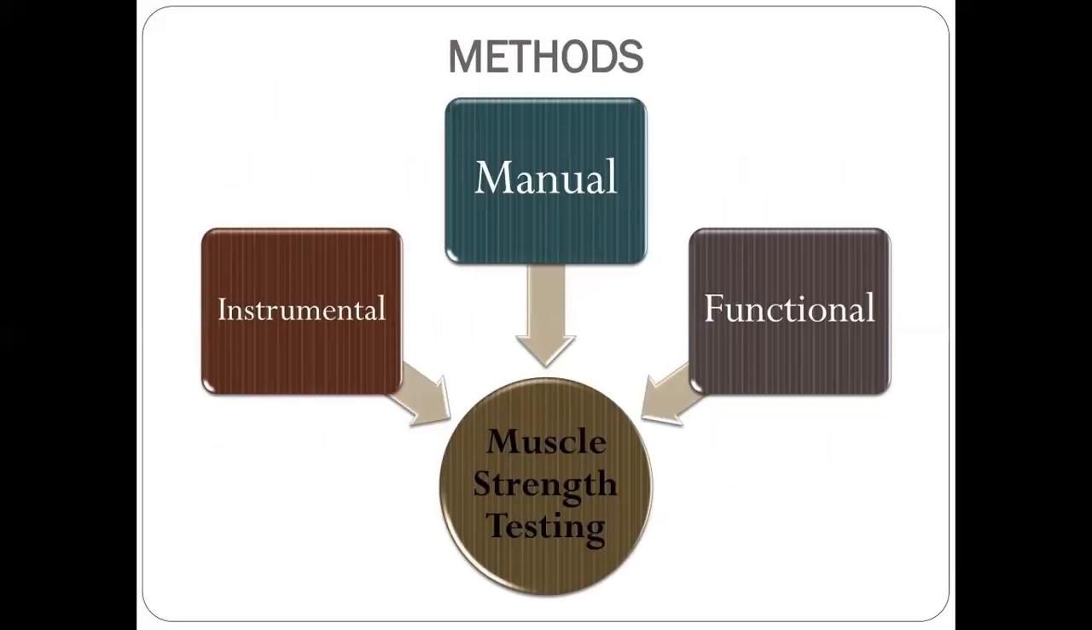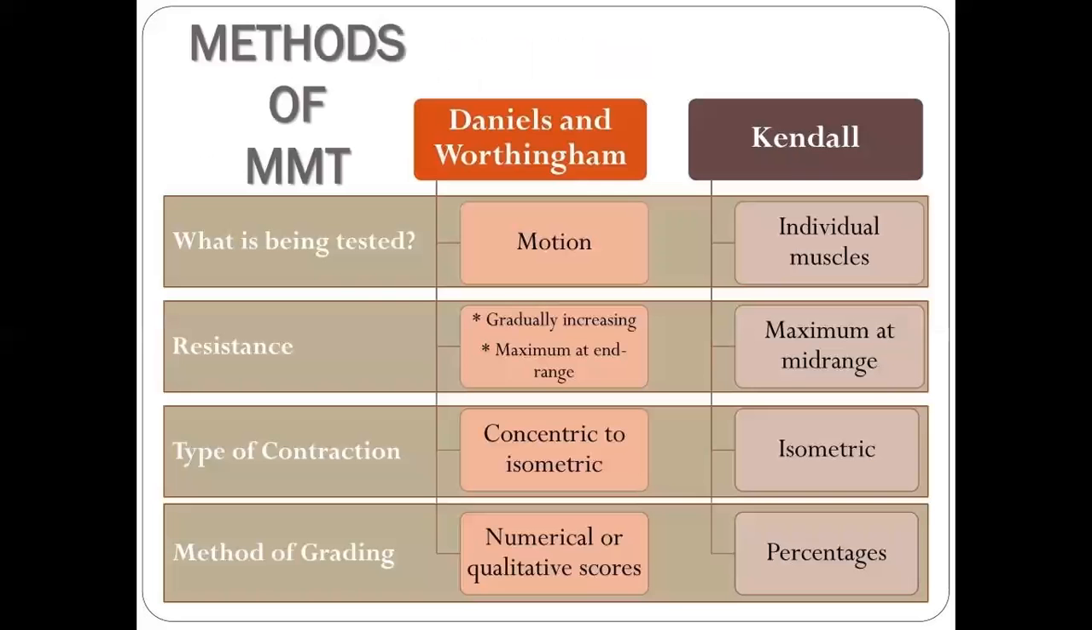Methods of muscle strength testing. The three methods are instrumental, manual, and functional. There are two scales for MMT, Daniels and Worthingham's scale and Kendall's scale. What is being tested?